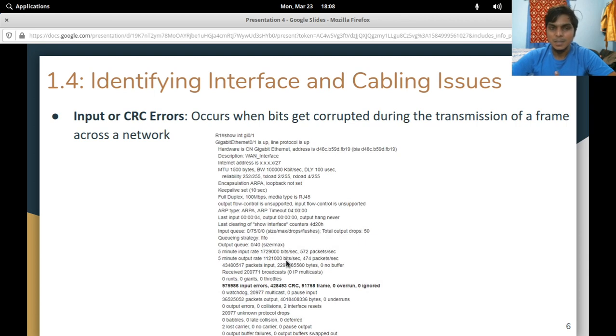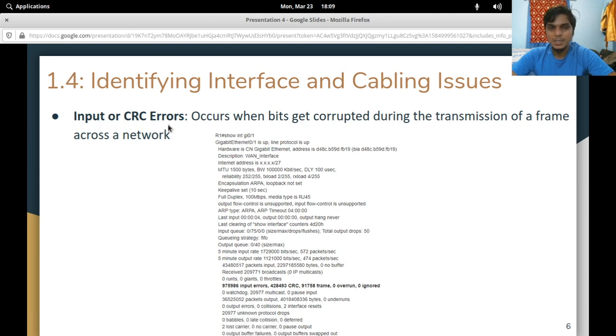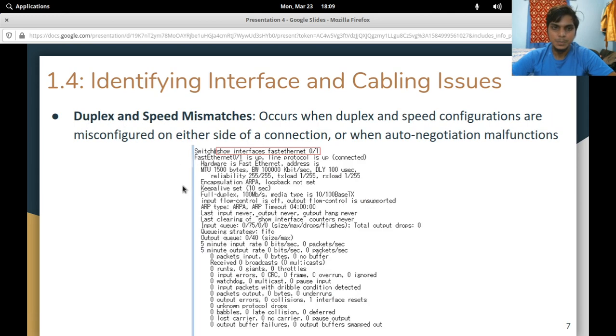Input or CRC errors are another issue. These errors occur when bits get corrupted during the transmission of a frame across a network. You see here we have a ton of input errors, a ton of CRC errors, a ton of frame errors, and no overrun errors, no ignored errors. So these are the counters that we look out for to tell us that there are these types of errors on a network.